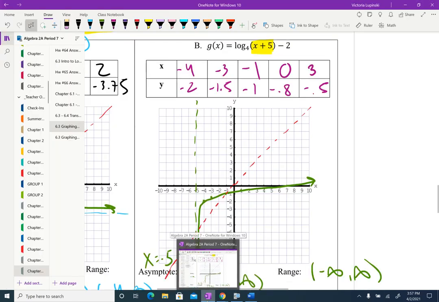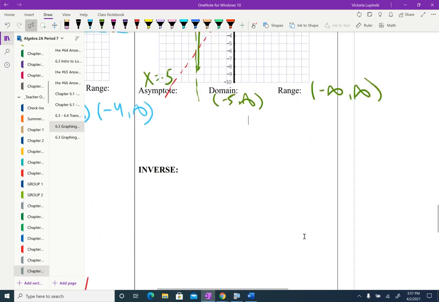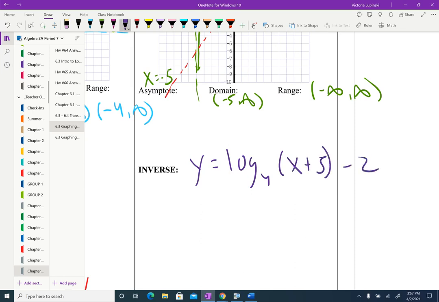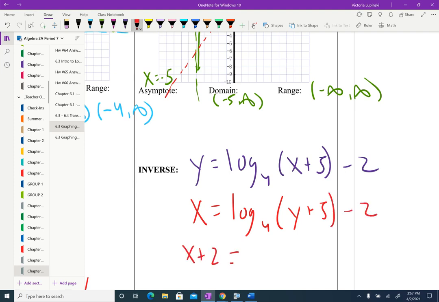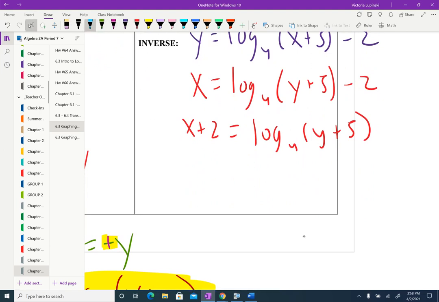So now from here, I'm going to go ahead and find the equation for the inverse. So underneath, I'm going to take the g of x equals, and I'm going to change it to a y equals. So y equals log base 4 of x plus 5 minus 2. Then I'm going to go ahead and switch the x and y. So x equals log base 4 of y plus 5 minus 2. Before I can do any looping, I'm going to have to add the 2 to the left side. Remember, you can never do the loop if anyone is going to be left out.